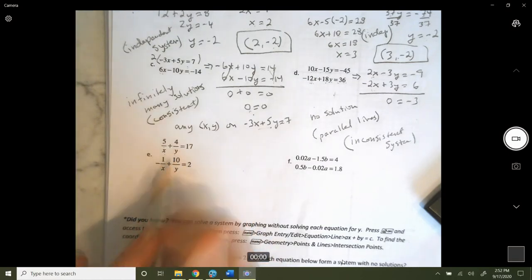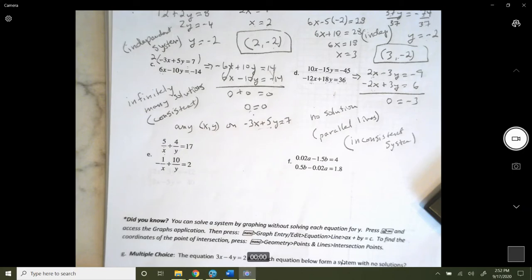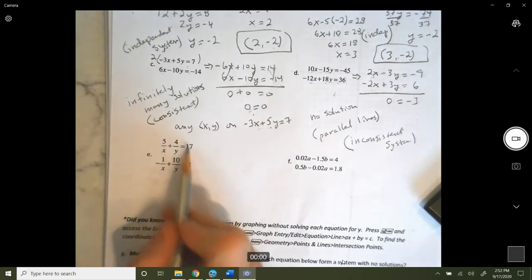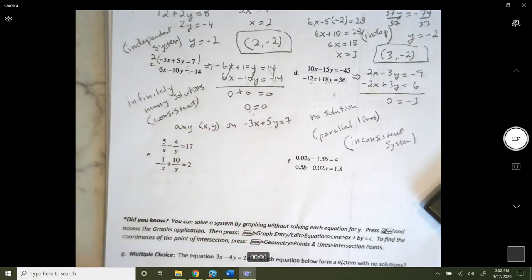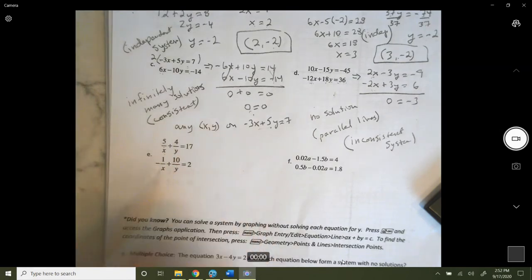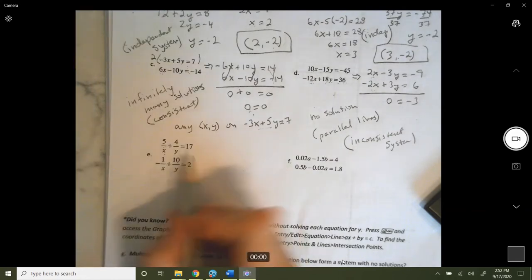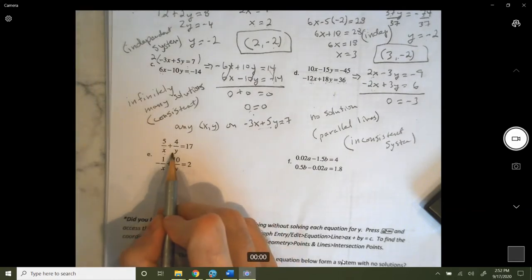This isn't a linear equation. In a linear equation, you can't have a variable in the denominator. It's not even a polynomial. So what we're going to do is kind of transform it. We're going to transform it so it looks linear.